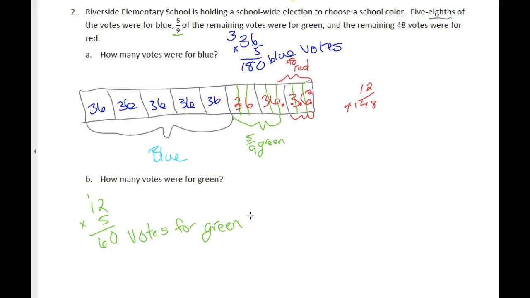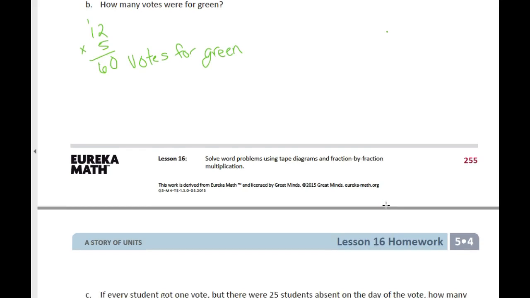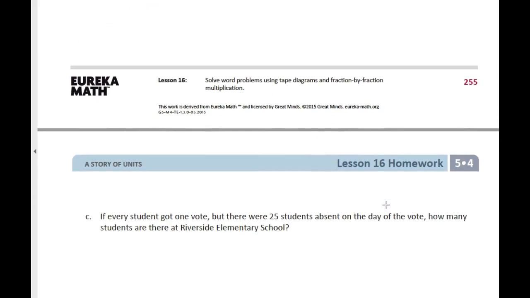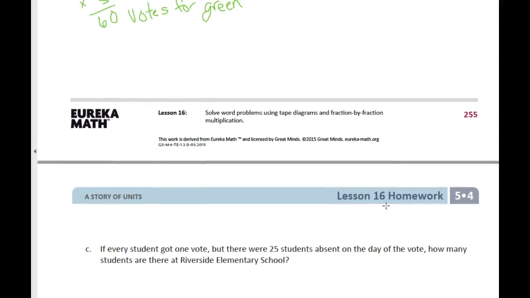So what's happening here is we're kind of taking it apart and getting down to just what is the smallest unit, and then making those units come together so that we can see the totals of things. So if you just break it up like this, it kind of makes it easier to see. If every student got 1 vote, but there were 25 students absent on the day of the vote, how many students are there at that elementary school?